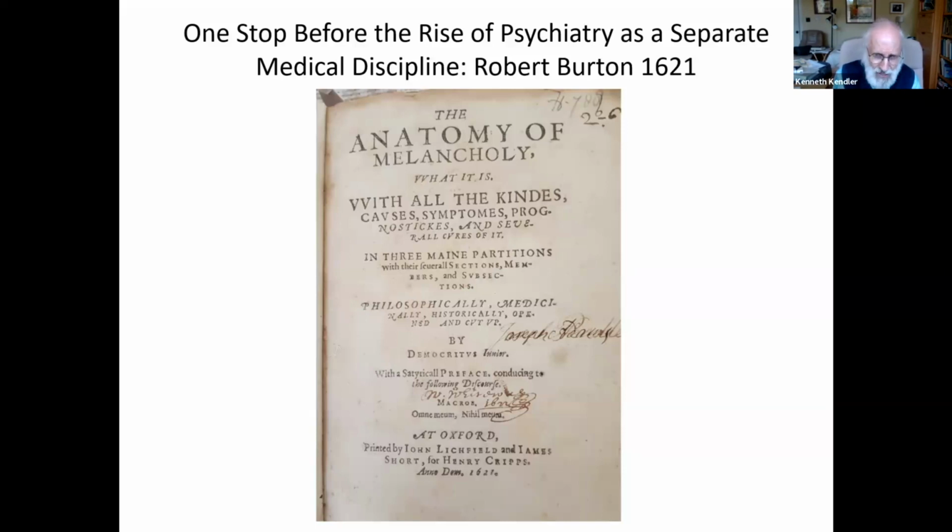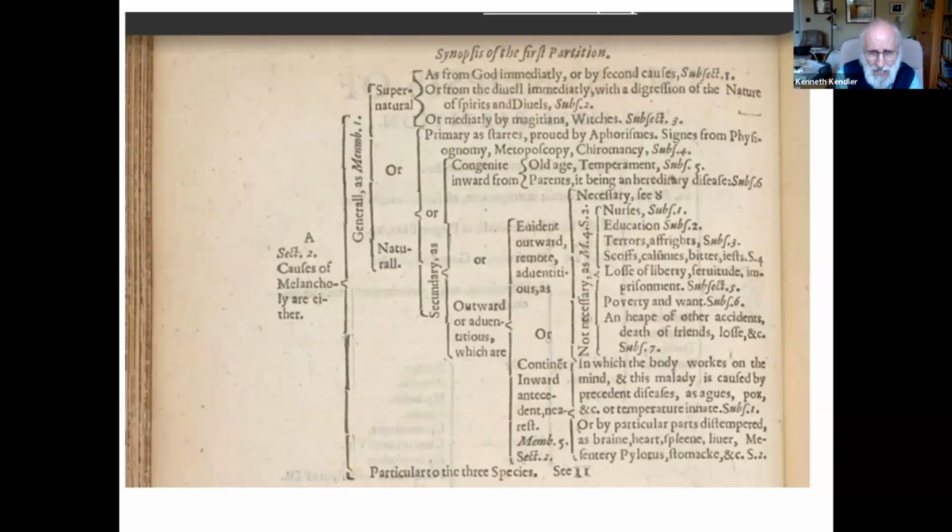And he wrote what was a classic that has been read up until this century on depression. The title is The Anatomy of Melancholy. And I want to point to you to a small part where he describes the synopsis of his first partition. As you can see my pointer here, he describes all the causes of melancholy, dividing them into supernatural or natural, and in secondary as primary.